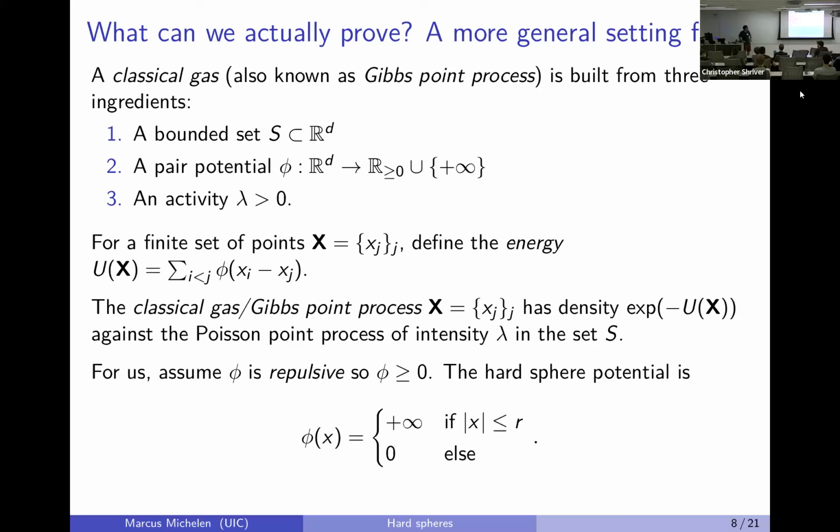Yeah, I guess that's true. For lambda extremely large, this might be the case. Yeah, it's true. I understand what you're saying. This is the convention, like in Ruelle's book, for instance. Yeah, but that's an excellent point. So in some sense, it's like Poisson plus repulsion is maybe a way to think about it.